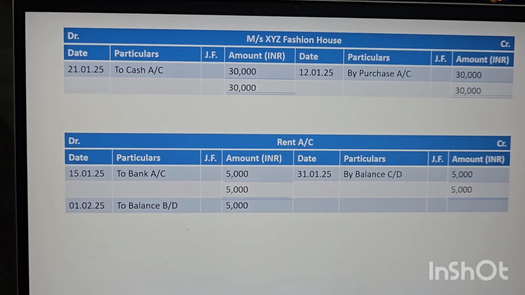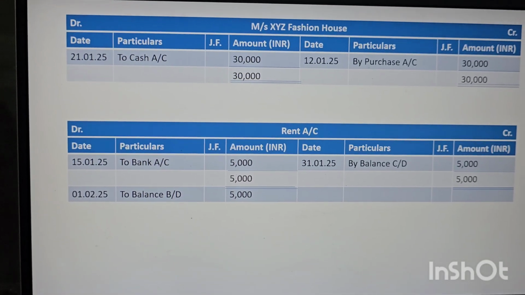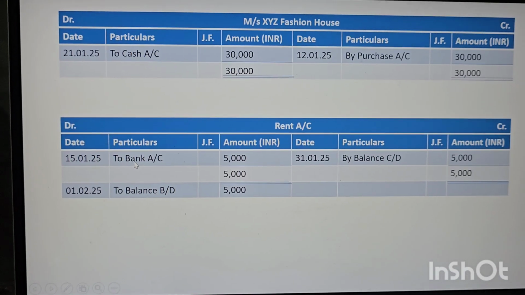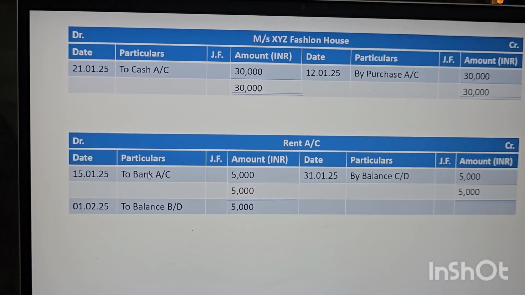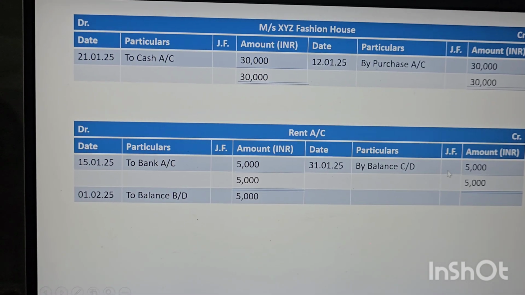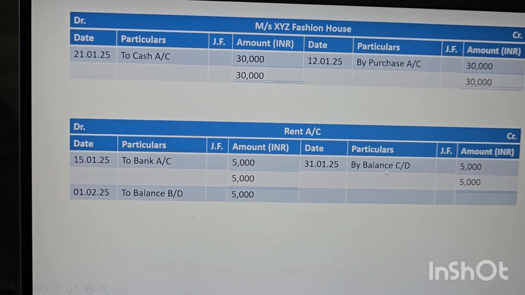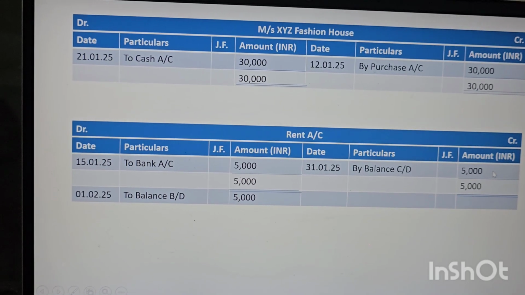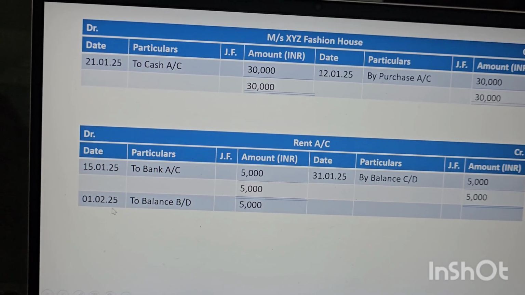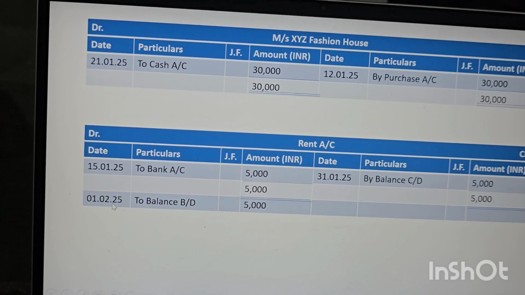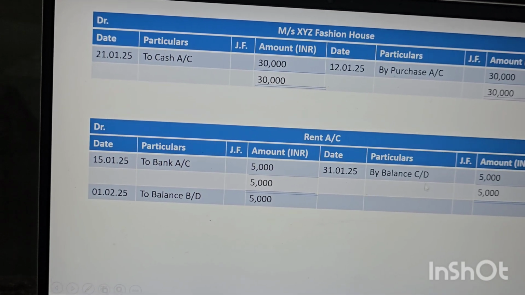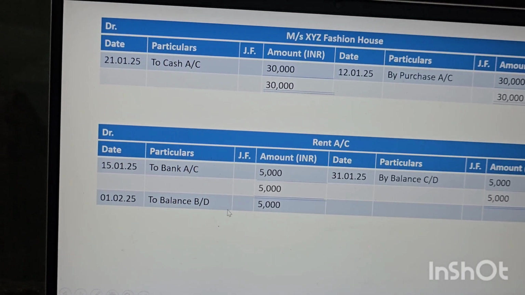Similarly, if I see for the rent account, we have paid a rent of 5,000, and once the payment of rent is updated to the bank account, the balancing amount of 5,000 is reflecting on the credit side as balance c/d of 5,000, and then this amount has been transferred to the debit side of the next month. The carried forward is being brought down to the next side.